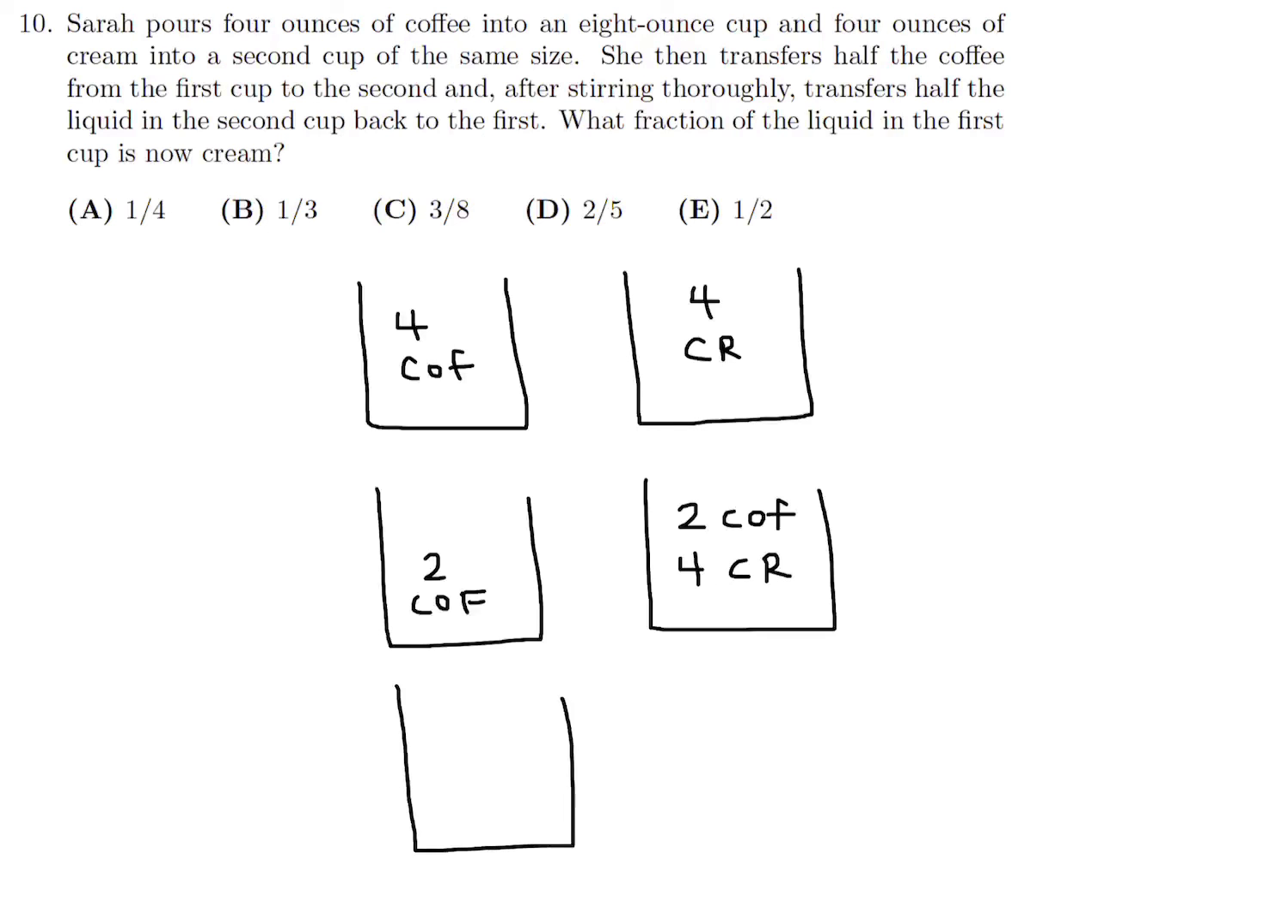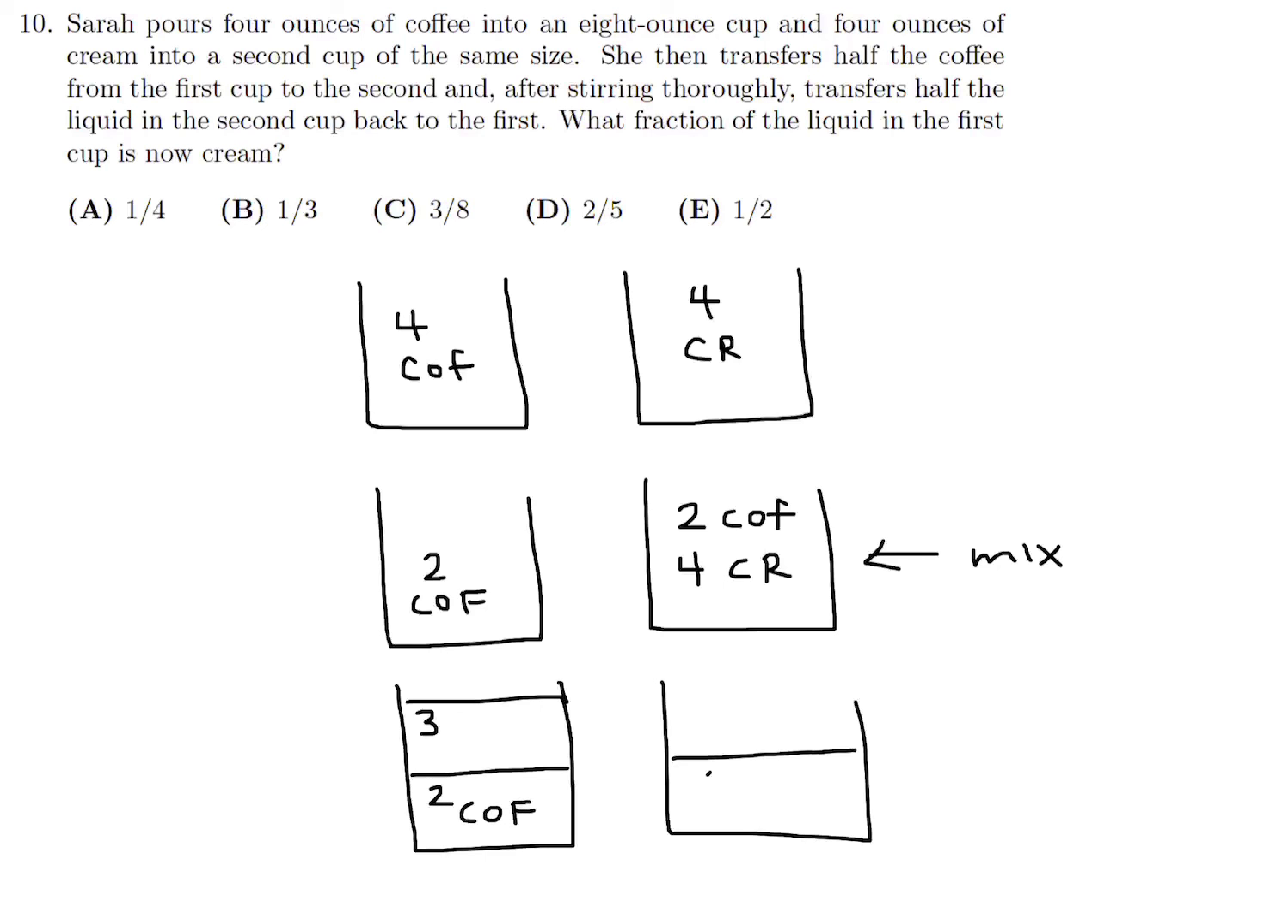And then finally what she does is she mixes this, and then she pours half of that back into the first. So when you mix that, it becomes some mixture, but there's 6 ounces. So she's going to put 3 of those ounces back in. And then we still got the original 2 coffee in there, and this will leave 3 ounces. Now this 3 ounces is important.